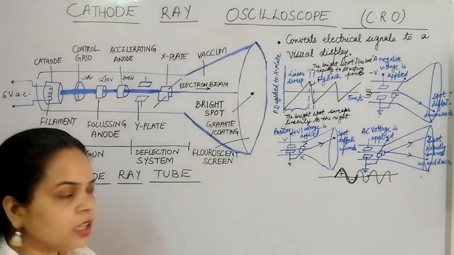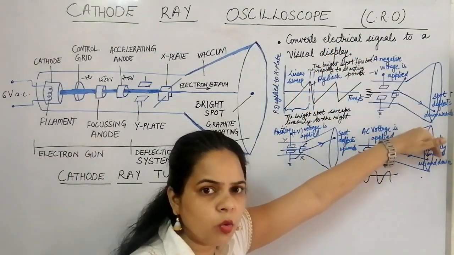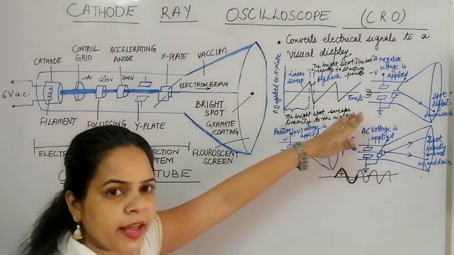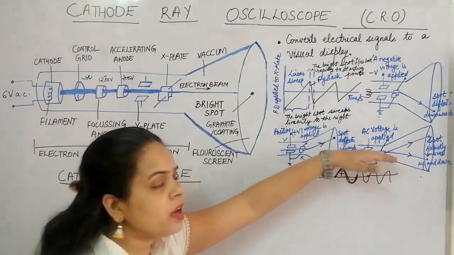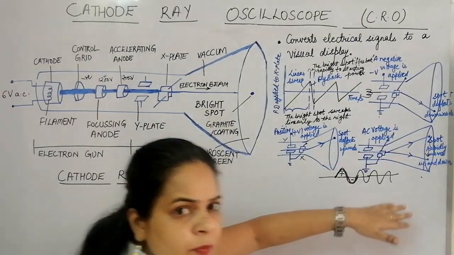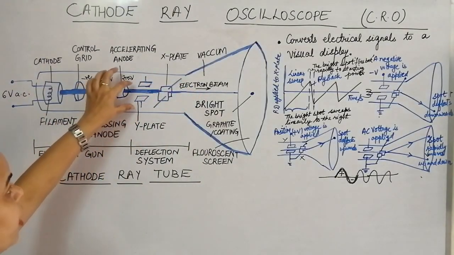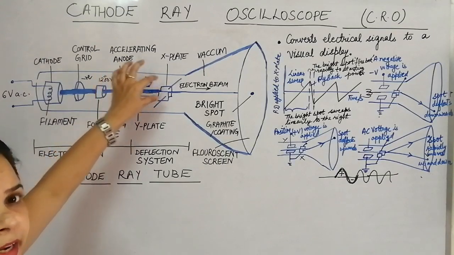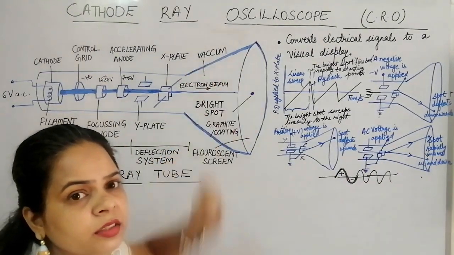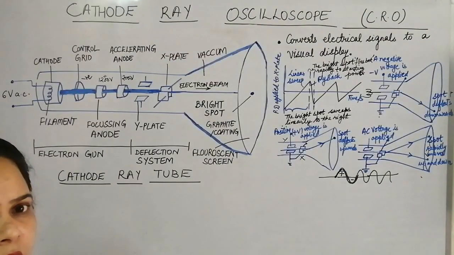So I hope it is clear that when we apply a negative DC voltage, you see a spot in the downward direction. When you apply a positive voltage, you see a spot in the upward direction. And when you apply an AC voltage, you see that the spot is moving up and down rapidly. And when we do not apply any voltage, as shown here, neither on the Y plate nor on the X plate, the electron beam will strike exactly at the center of the fluorescent screen. So this is how the CRO is working.